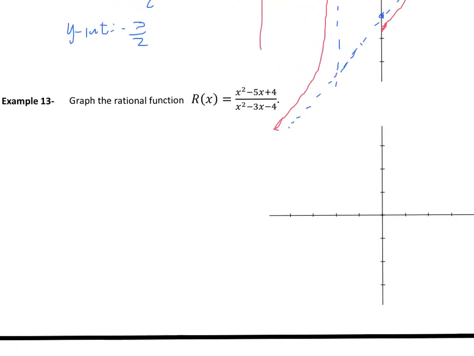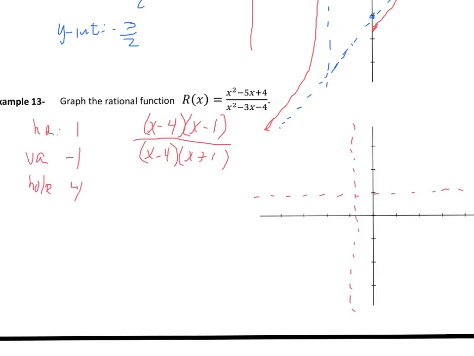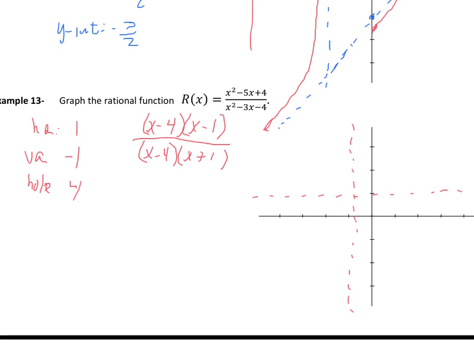Should we do one more? Okay, so somewhere over here where x is 4, we're going to have a hole. Okay? All right.